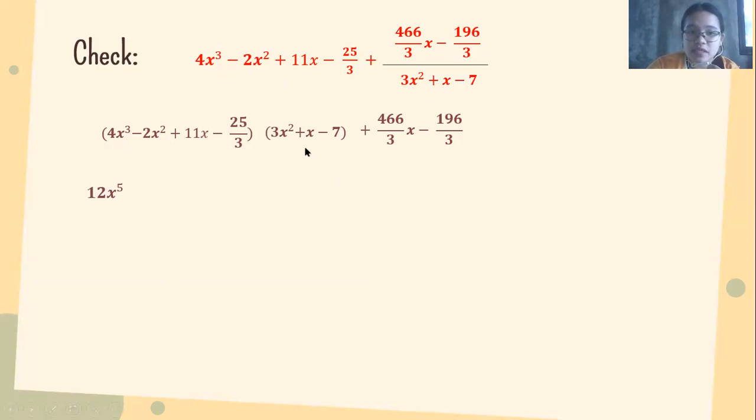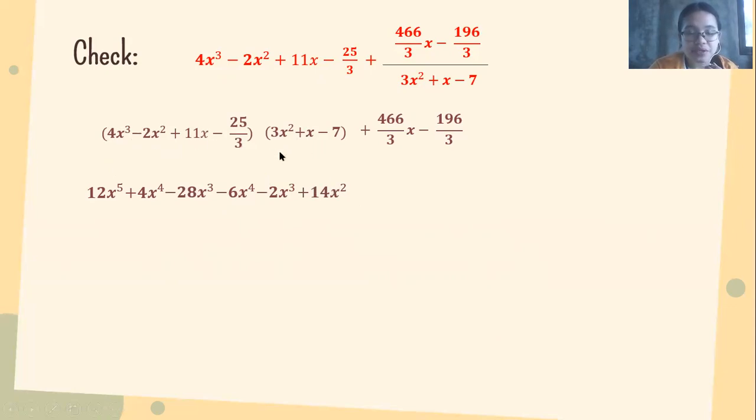4x cubed times x, we have 4x raised to 4. 4x cubed times negative 7, we have negative 28x cubed. Negative 2x squared times 3x squared, we have negative 6x raised to 4. Negative 2x squared times x is equal to negative 2x cubed. Negative 2x squared times negative 7 is equal to positive 14x squared.